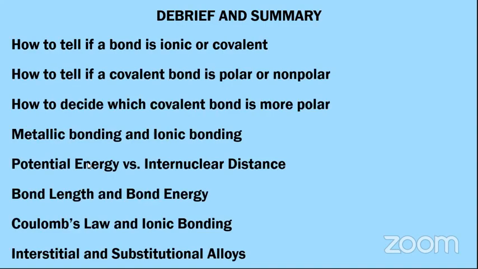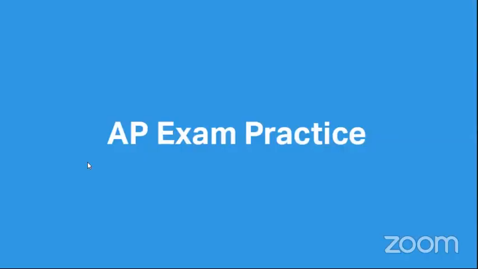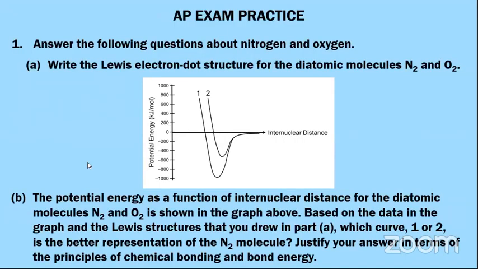So now here is your AP exam practice homework for next time. Number 1, answer the following questions about nitrogen and oxygen. In part A, all you're doing is writing the Lewis electron dot structure for the diatomic molecules N2 and O2. Now, we didn't talk about Lewis electron dot structures today, but we will be talking about them tomorrow. And I think these molecules are fairly straightforward for you all to do.